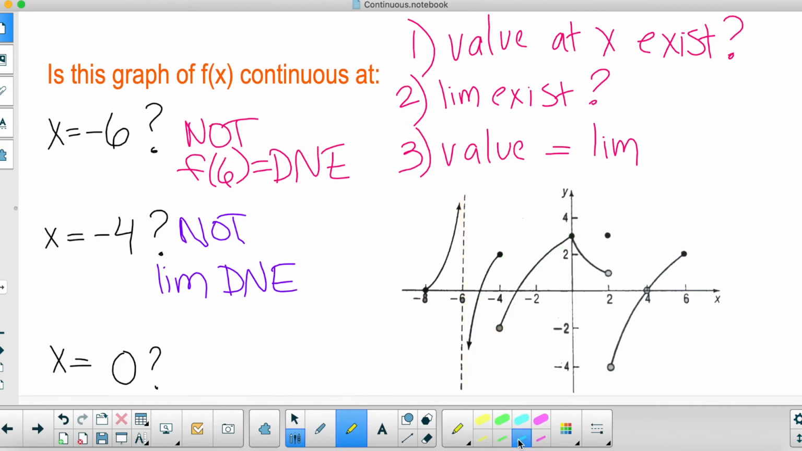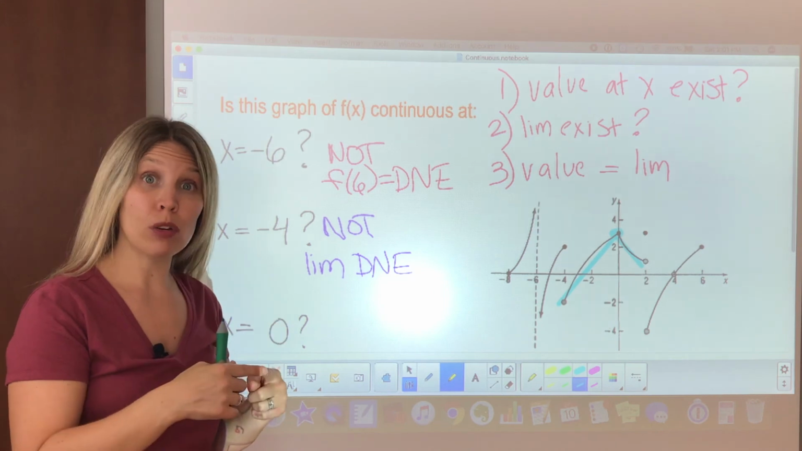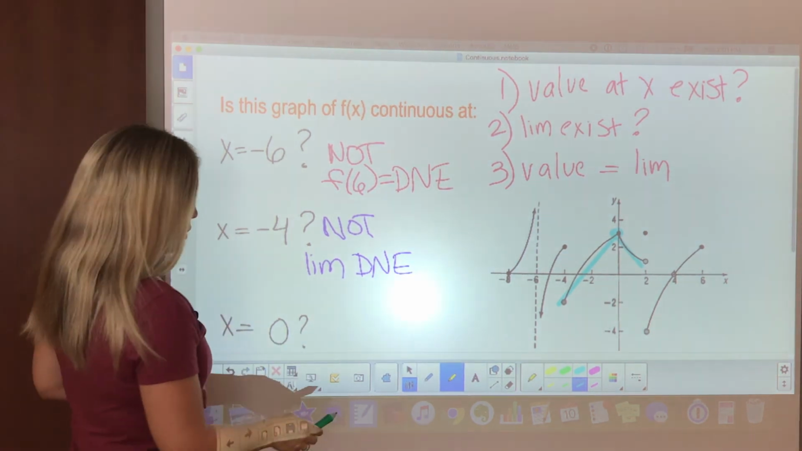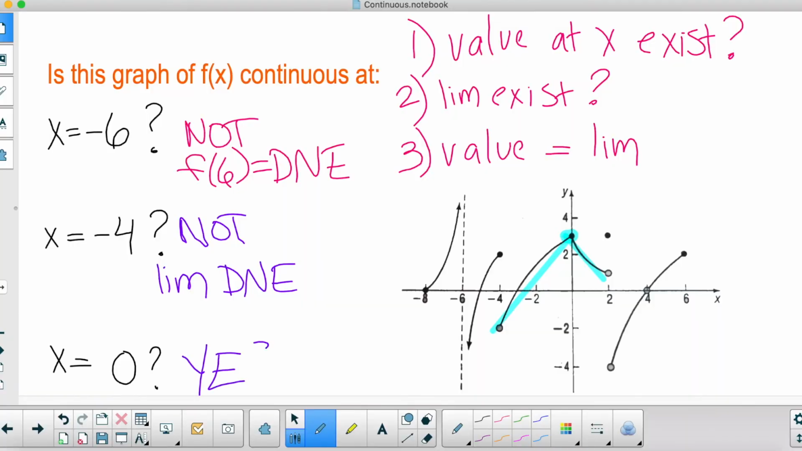Let's try when x is 0. When x is 0, here's our y value. It's about at 3, so we have a value at 3. Now let's check the limit. The limit coming in from the left comes right up there, and coming from the right, right up there, and they meet. So is the value and the limit at the same spot, at the same y value? Yes, it is. So guess what? For the first time, we have one that, yes, at 0, the function is continuous.